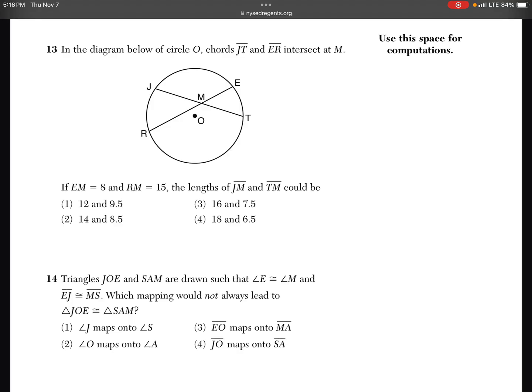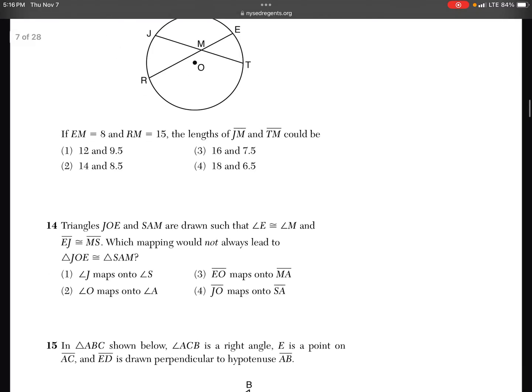What did I say? 8 times 15 is 120. And 14 times 8.5. I really wish I was holding a calculator or I got more sleep last night. Oh, it is 16 times 7.5. All right, answer number 3. I feel pretty good about answer number 3 for number 13.